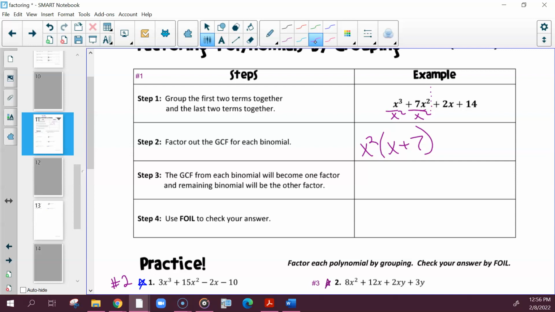Alex? 2. Whatever the sign is here, that's the sign you're going to put here. So I could put plus 2. That's why it's important to keep the sign with it. And then if I were to divide both of these by positive 2, what's left? X plus 7.